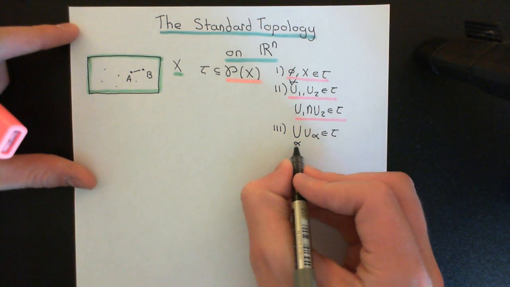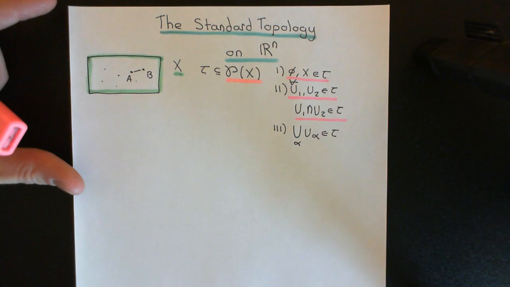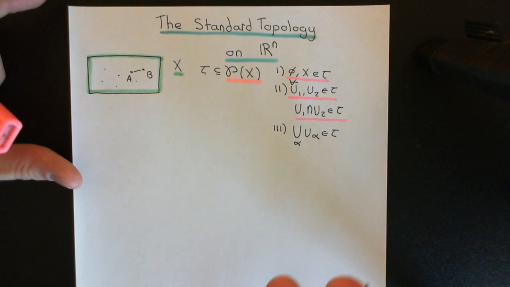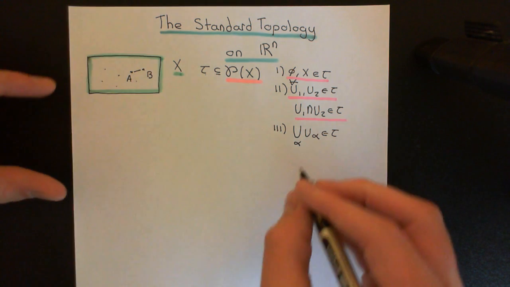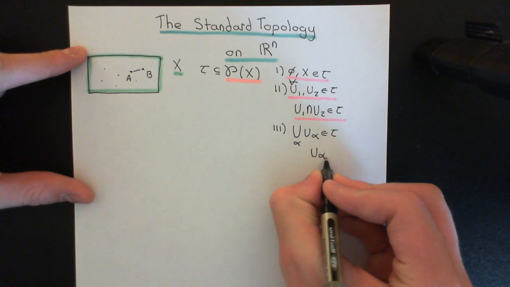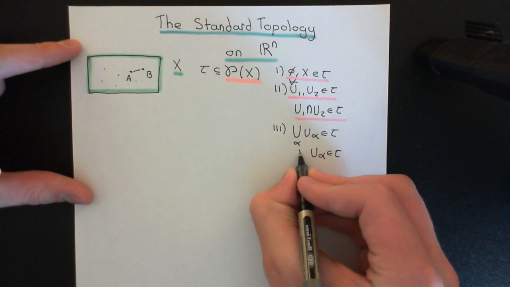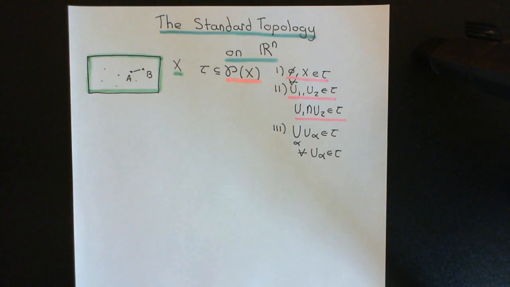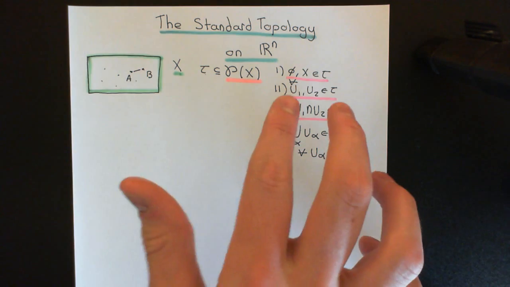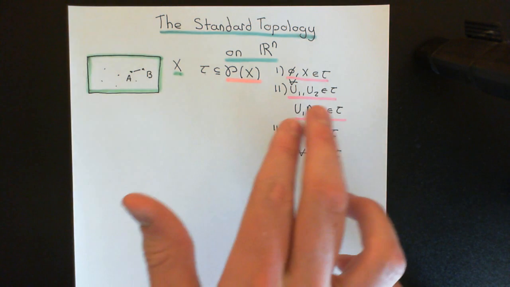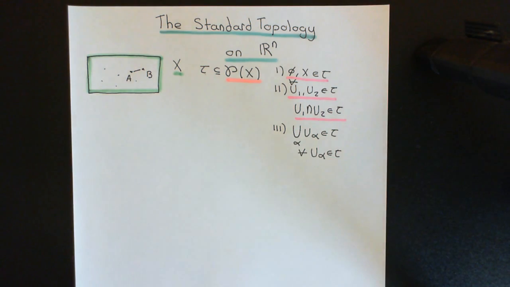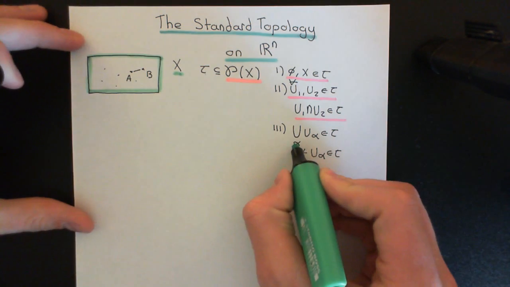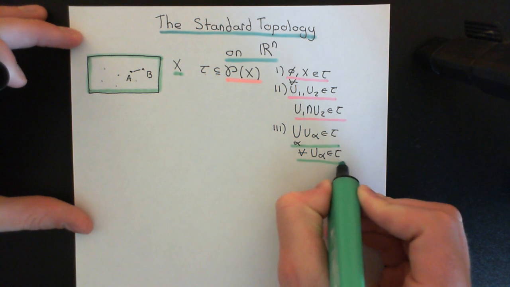So this index alpha can be whatever index you like. It can be a countable index, it can be an uncountable index. You can union together an arbitrary number of sets from the topology, so all these U alphas are from the topology capital tau, and you must always end up with another element in the topology. So the topology must be closed under a finite number of intersections, and it must be closed under an arbitrary number of unions of elements of the topology.